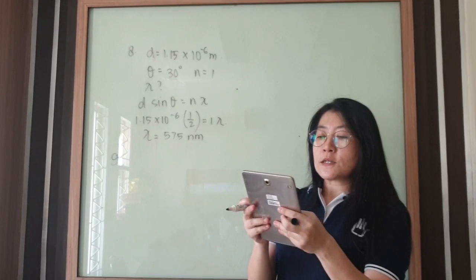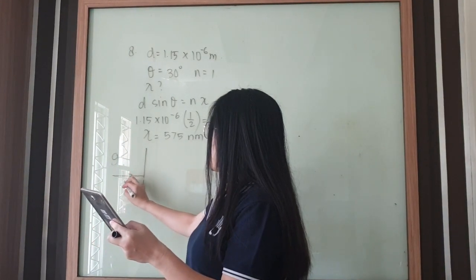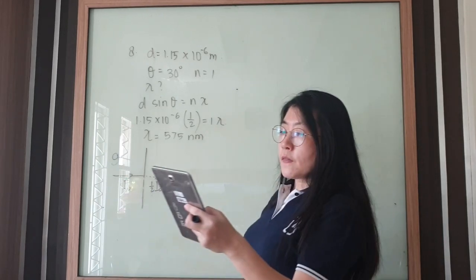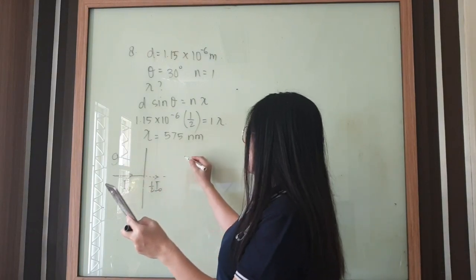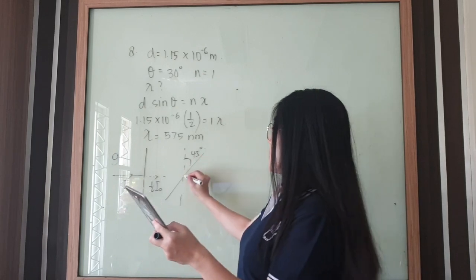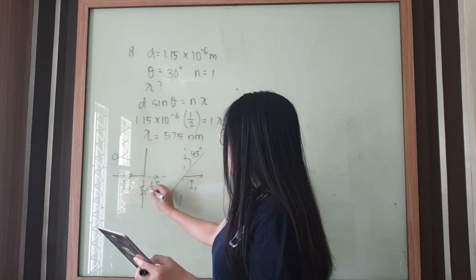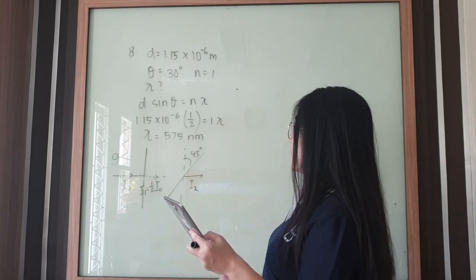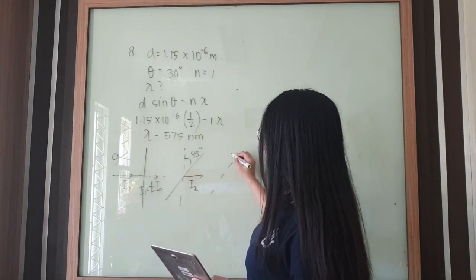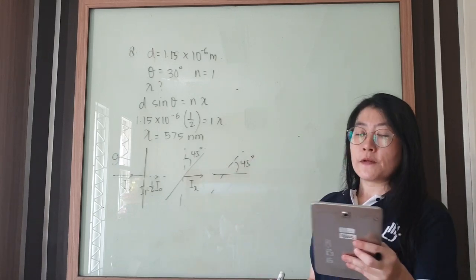Number 9. Unpolarized light passes through 3 polarizing filters. This is the first filter, this is I0, and we have a half I naught here. And then the angle between the first and the second filters is 45 degrees. So there will be I1 here. Sorry, this is I1, I1 is a half I naught. This will be I2. And then there is the third filter. The third filter is forming an angle of 45 degrees to the second filter.